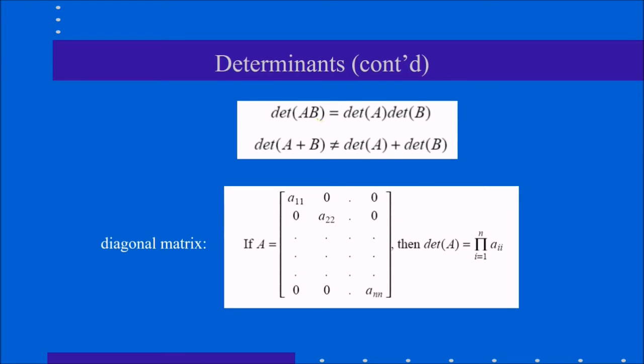And the determinant of AB is equal to the determinant of A into the determinant of B. But the determinant of A plus B does not mean the determinant of A plus the determinant of B.